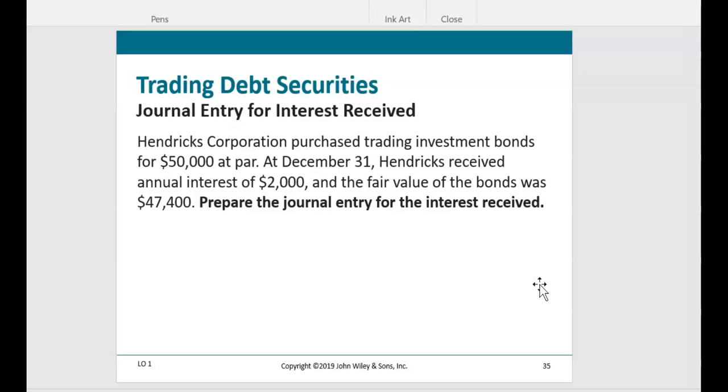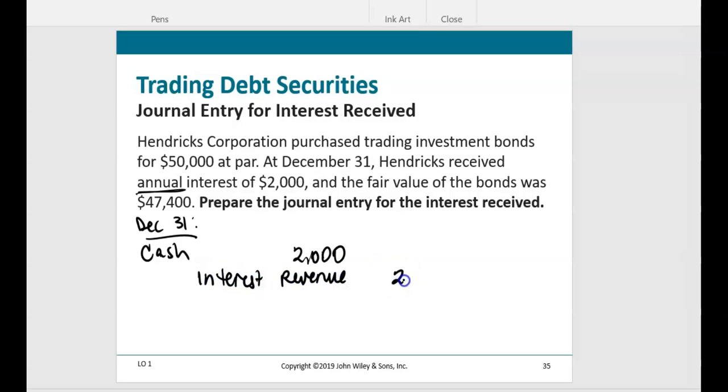Next, on December 31st, the company receives the annual interest of $2,000. Now, notice here we're saying annual, not semi-annual, so our next entry is December 31st. We receive cash equal to the face value, or also called the par value of the bond of the debt investment, times, we don't actually know the interest rate, so we are just told what it is, 2,000. And this relates to interest revenue. The debt investment was issued at par, so there's no discount or premium to reduce here.